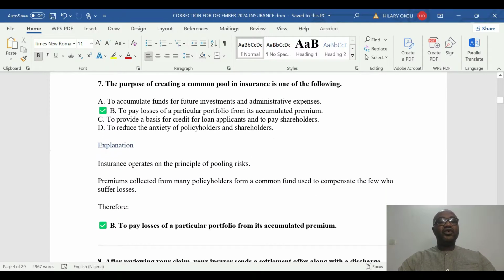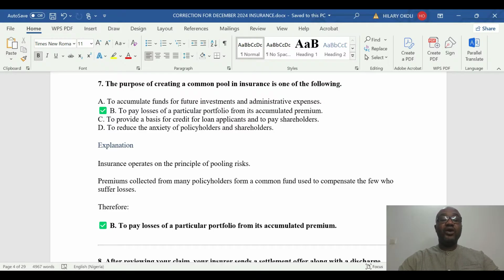So the next question says the purpose of creating a common pool in insurance is one of the following. Why do we create a common pool? We create a common pool to pay losses of a particular portfolio from its accumulated premium. So a common pool is to enable us, in the time of claim, to pay losses of a particular portfolio. So that's why we create a common pool. The answer is B, to pay losses of a particular portfolio from its accumulated premium.